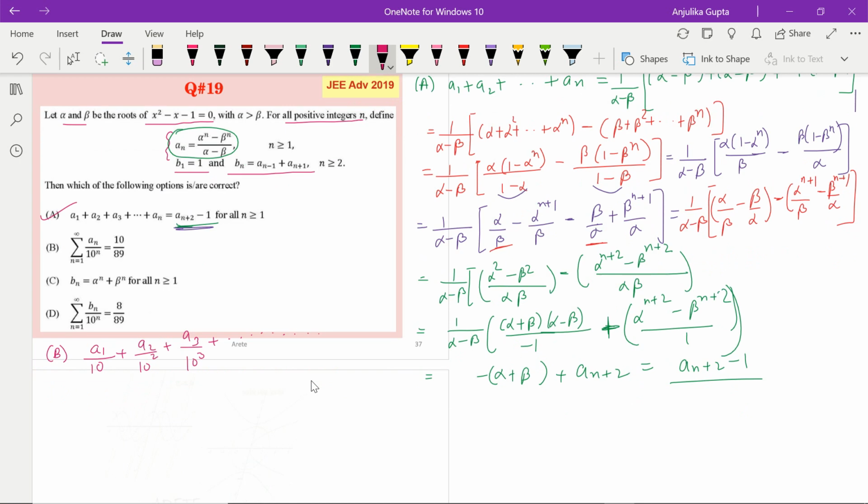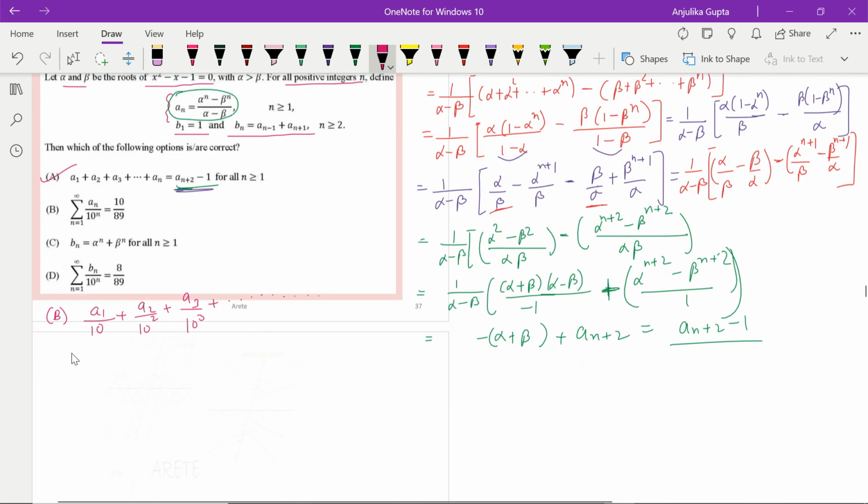So what do we do again? The same thing, same old thing. We are just going to write, instead of A1, we will use this again: alpha minus beta, right? An is 1 upon alpha minus beta. Again, I do the same thing. I won't drag alpha minus beta all the way with everyone. I will just take that common, okay? Upon 10. Plus A2 is what? Alpha square minus beta square upon alpha minus beta. I have taken that out. And then 10 square. This is an infinite series.